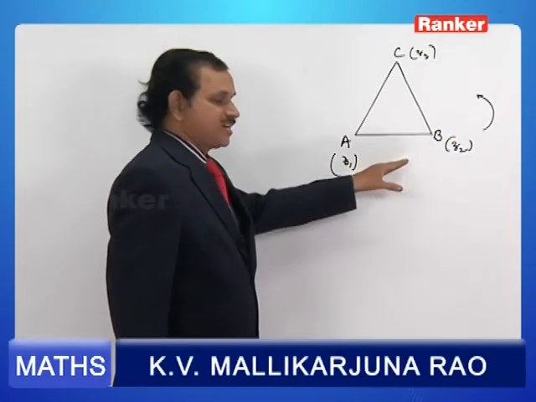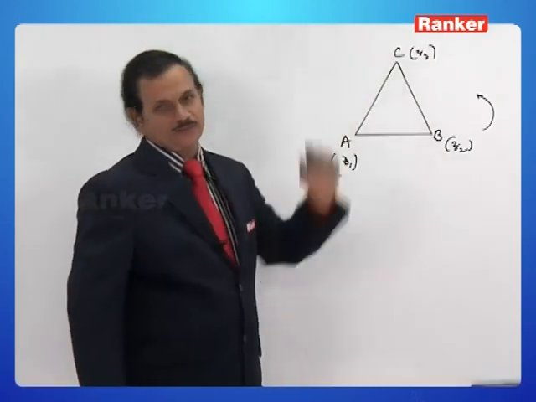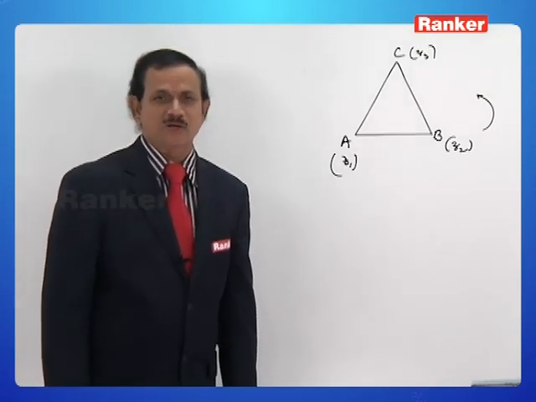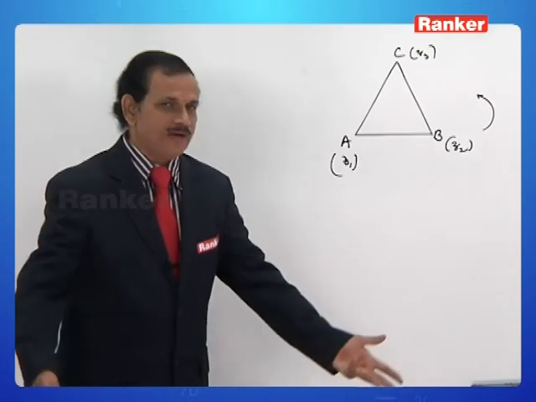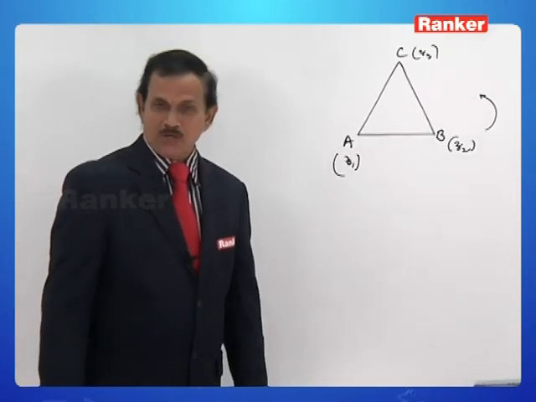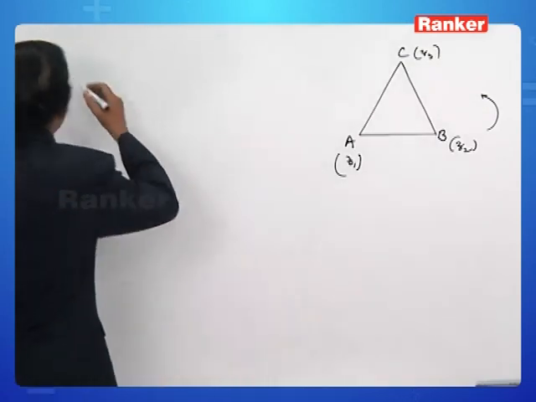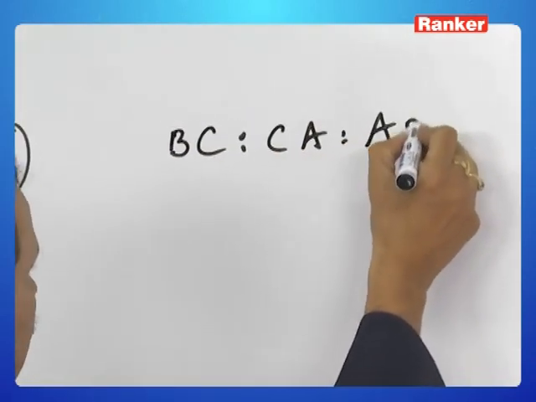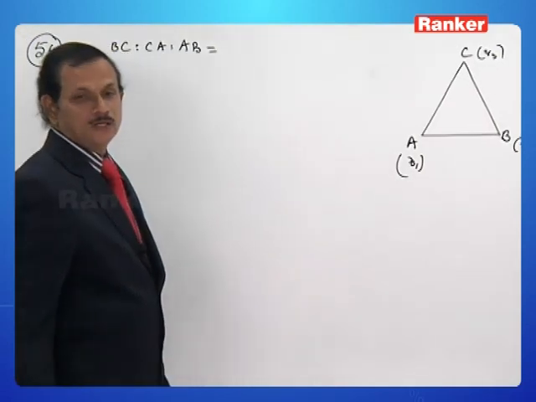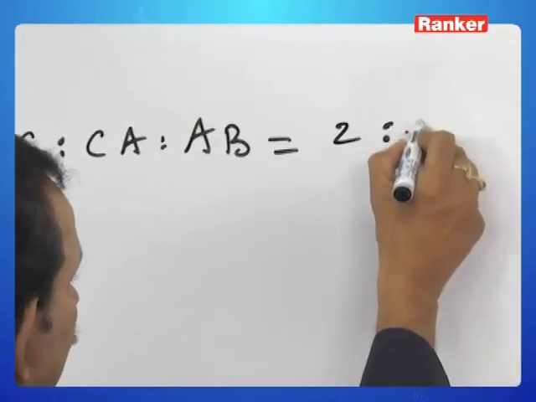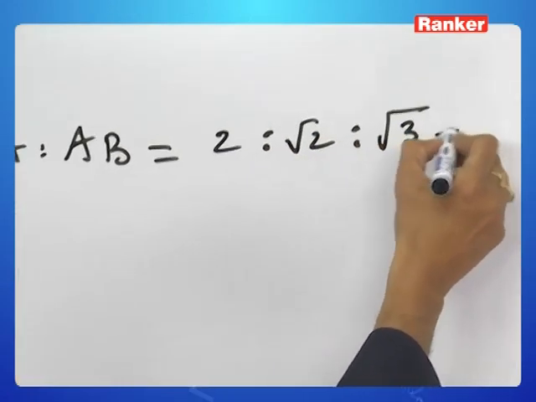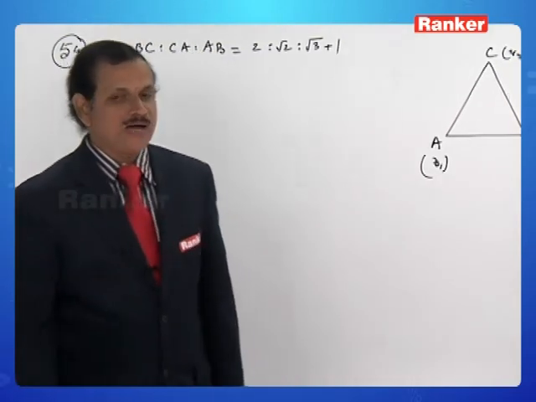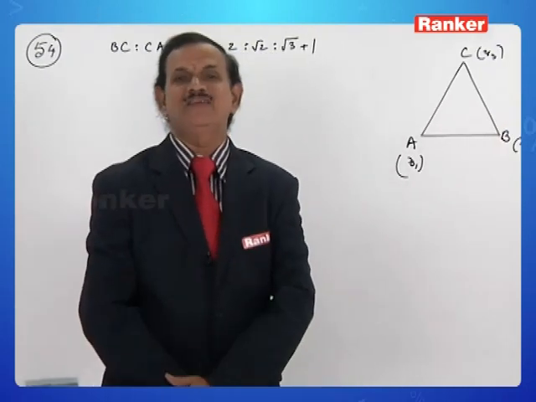In the anti-clockwise direction, they are to be considered Z1, Z2 and Z3, 3 complex numbers represented by the points A, B, C on the Argand plane, thereby forming a triangle ABC. Okay, what is given? BC : CA : AB is equal to 2 : root 2 : root 3 plus 1. Then the imaginary part of (Z3 minus Z1 by Z2 minus Z1) whole power 4.